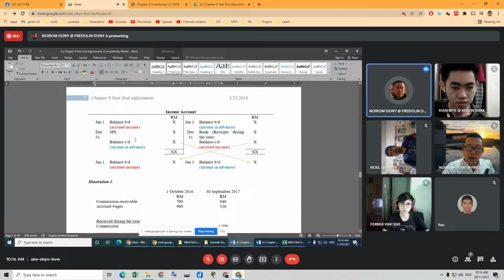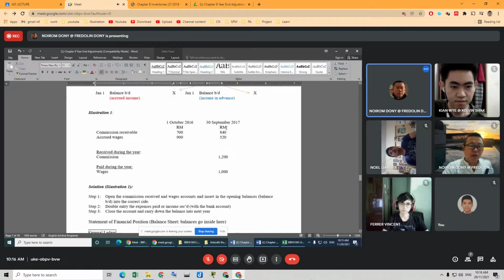Okay, so when you do the ledger account, by now you should know how to illustrate a debit balance and how to illustrate a credit balance. Knowing a debit balance means that is accrued income, previous income. Knowing a credit balance, that is representing prepaid income in advance. Okay, so we are going to learn how to do the one-stage method.